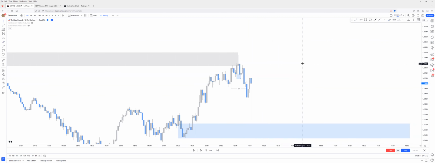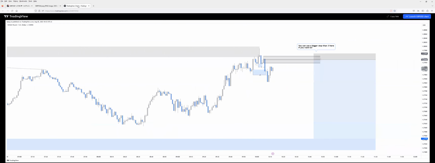So basically, at this region, which you can see right here, I just sent you a markup update, which was a trade idea. I just sent you this exact markup update. You can see it in the group. You can see all of the updates afterwards. I just sent you that you can enter here on this order block, on this supply region. And I just marked the 3 pip stop loss here, but I wrote that you can use a bigger stop than 3 here if you want to.